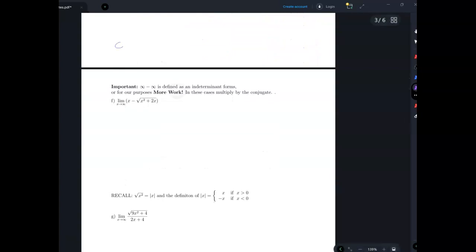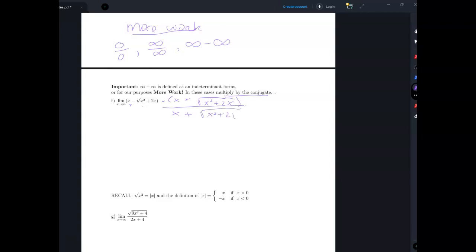Okay, so we know 0 over 0, infinity over infinity, those mean more work. There's something to be done. So I'm adding to that infinity minus infinity. Okay, this would be infinity minus infinity. There's only one thing we can do, and that is multiply by the conjugate. So let's do it. x squared plus 2x. Remember, you have to multiply numerator and denominator by the conjugate.